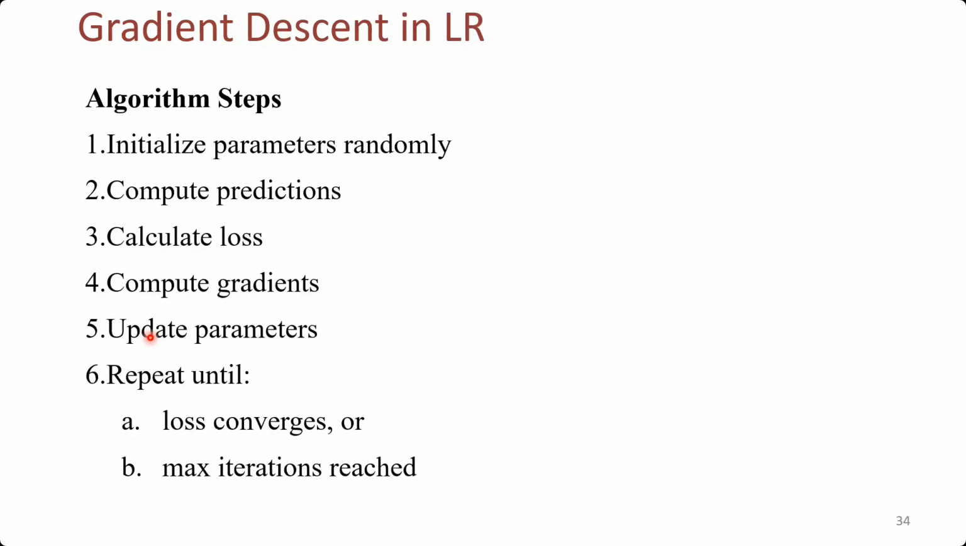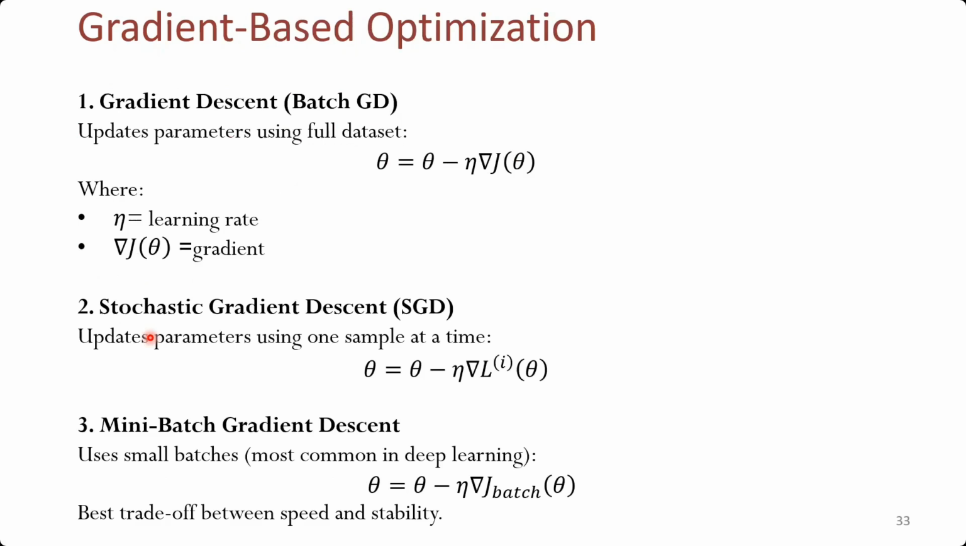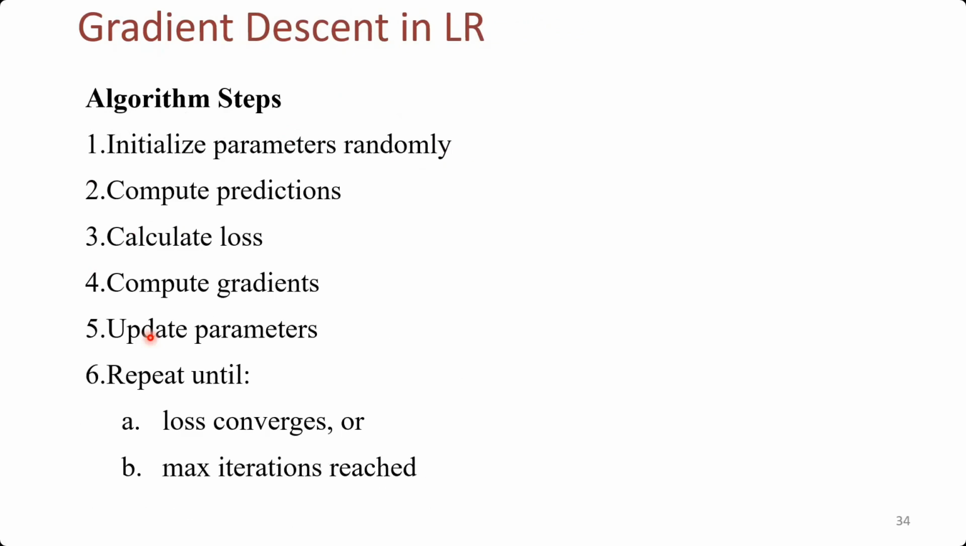So let's first discuss gradient descent, the very first algorithm, where we use the entire data set to find the best parameters. There are a few steps that we need to follow while implementing this algorithm. The first is to initialize the parameters randomly. At the very first, we need to randomly choose the parameters.